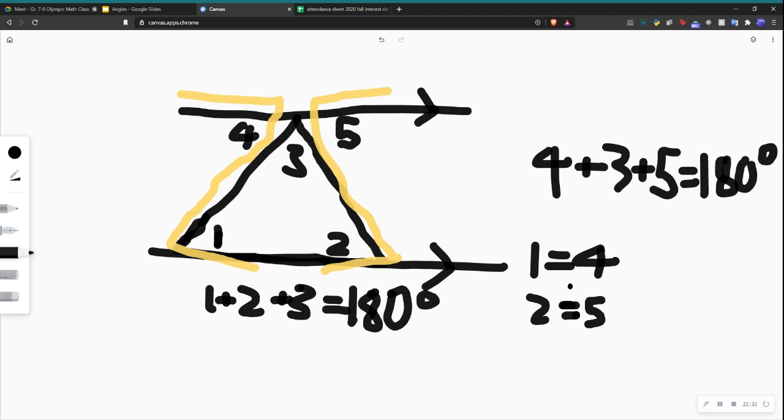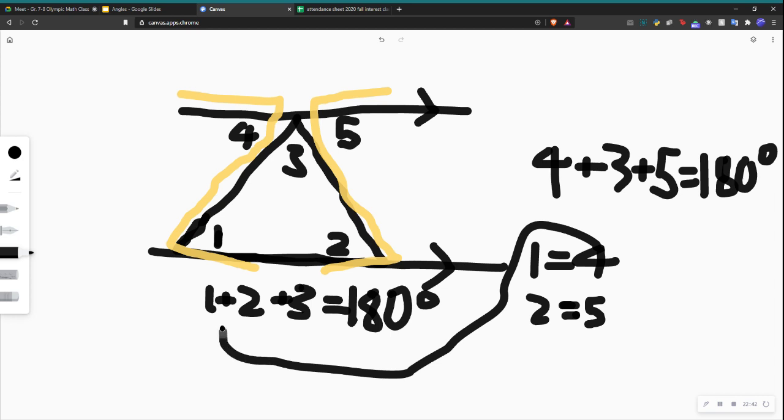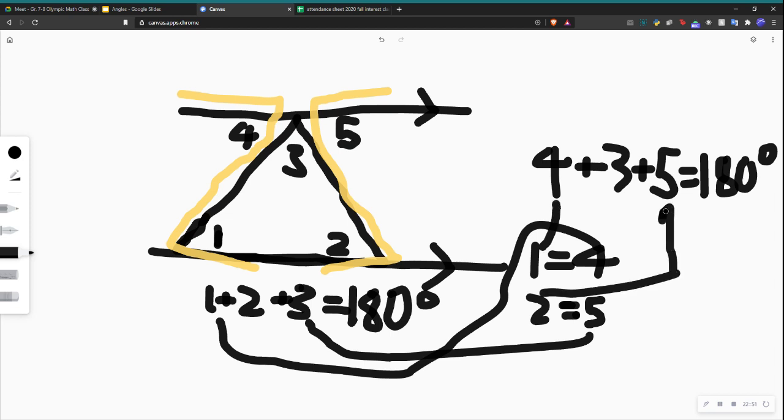All right, so what you can do is substitute, since you have two equations right here. You have 4 plus 3 plus 5 is 180 degrees. You also have 1 plus 2 plus 3 is 180 degrees. You can substitute 4 into here and a 5 into here to prove that it's 180 degrees. Or you can substitute 1 in and 2 for 5 right here. And that'll prove that the angles in the triangle add up to 180 degrees. So that's the proof. Any questions about this?